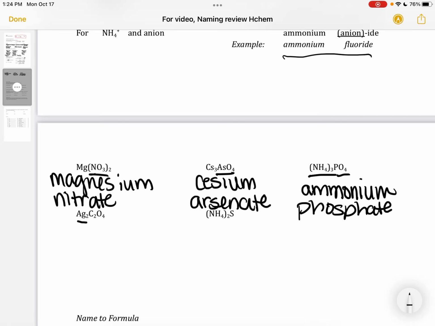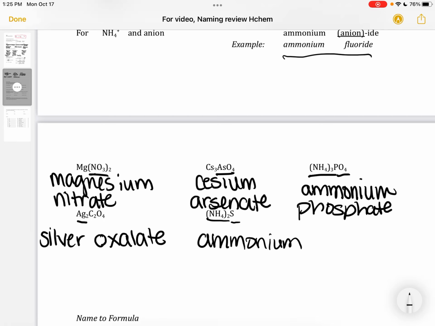We have silver. Silver chromate. Nope, that's not chromate. Oxalate. Here we have ammonium with something right off the periodic table. So it will be ammonium. Sulfur becomes sulfide.